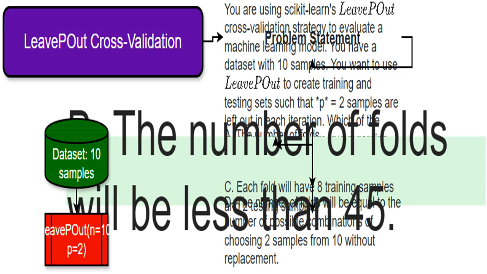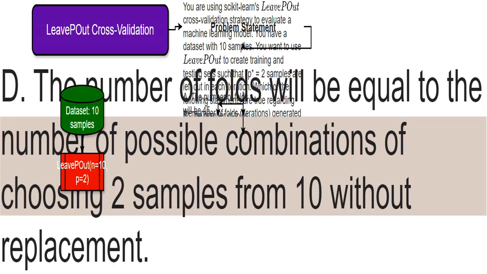This relates directly to how LeavePOut works. It leaves out P samples for testing, leaving the remainder for training. This statement links the number of folds to the number of ways you can choose 2 samples out of 10 without replacement. This is a combinatorial problem. It implies that the number of folds is directly related to this combinatorial calculation.